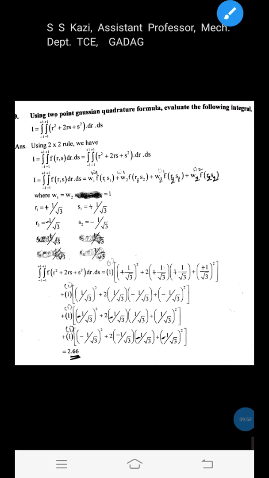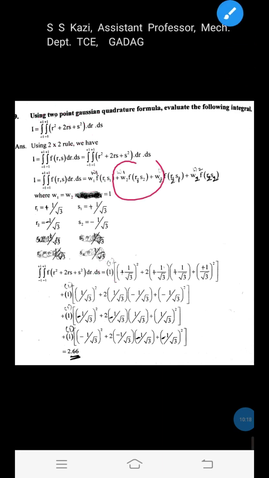Now W1 into W1, that is 1 into 1, into bracket f of R1 S1. f of R1 S1 can be written as R1 square plus 2 R1 S1 plus S1 square. Just substitute R1 and S1 values here: R1 as 1 by root 3, S1 as 1 by root 3.